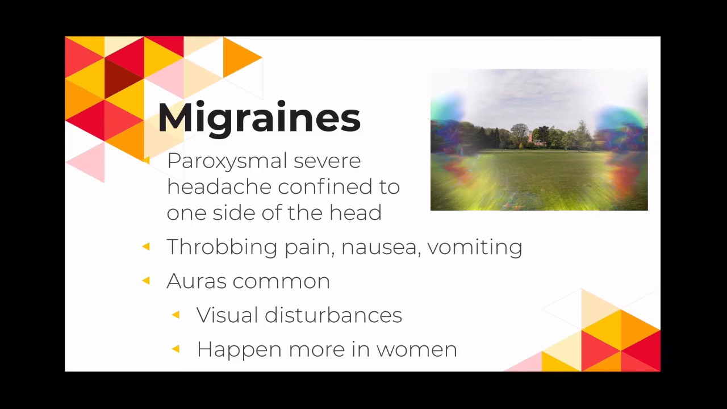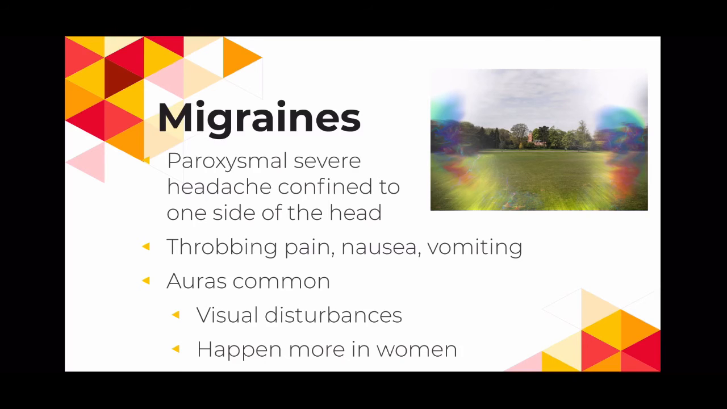Some individuals get something called an aura before the onset of their migraine. I had my first one a couple months ago, and it's really just a visual disturbance, usually of flashing lights of some sort, and can even get as bad as a temporary loss in vision altogether. Auras are also known to happen prior to seizures in epileptic patients, and usually auras are more common in individuals who have a family history of migraines.